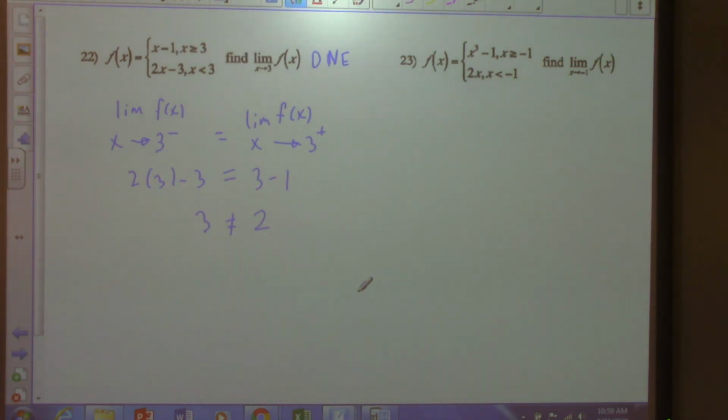Okay, try this, do this 23 here. And I'm going to come back and see if I can figure out that number 11 somehow without using L'Hopital's rule.